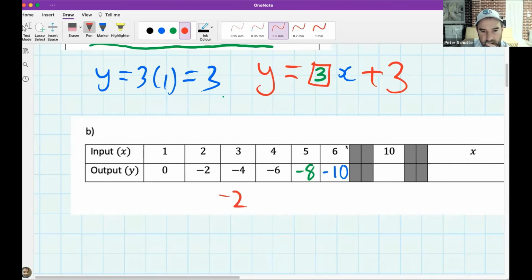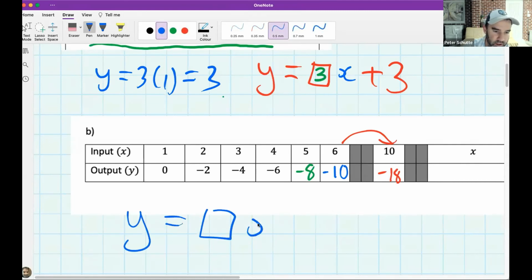Now, because I've jumped from 6 to 10, I probably have to take away 2 four more times. So 7, 8, 9, 10. So we get minus 18 to get that. And then in order to make my rule, I know I'm going to have something like that, because I'm going down by 2. But at the moment, that doesn't match.